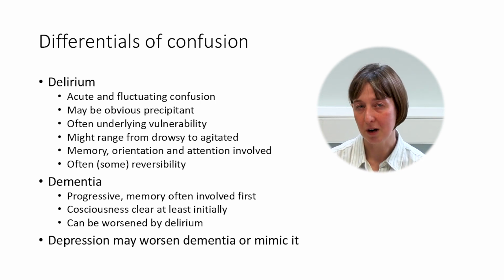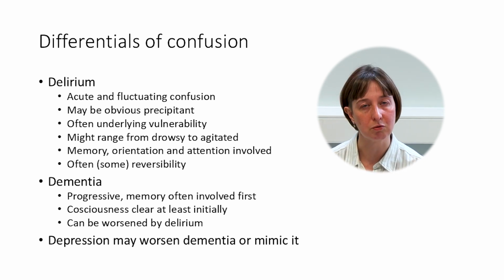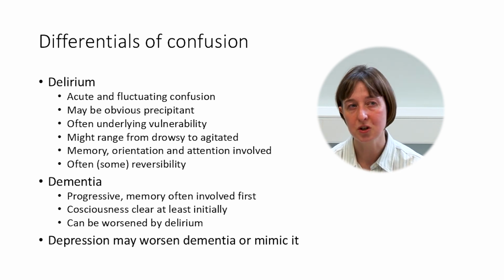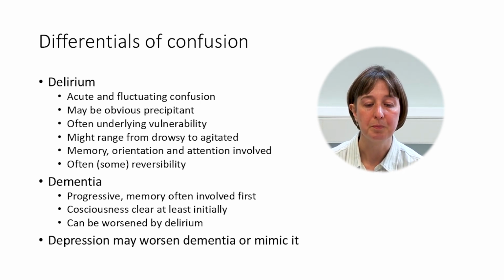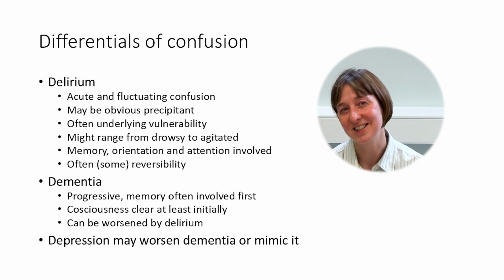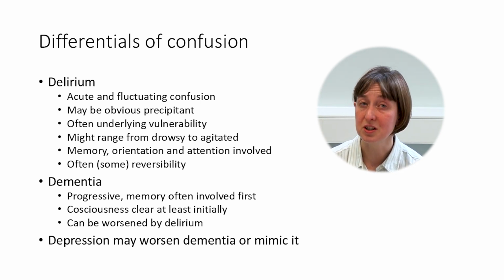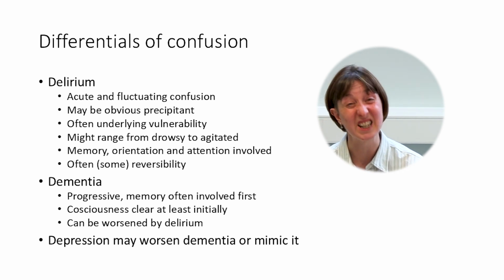People can be hypoactive, so quite drowsy and difficult to rouse, or they can be hyperactive, that's hyperactive delirium, quite agitated, maybe pacing around the ward trying to escape. Memory, orientation and attention are involved. So these people clearly can't focus on anything. If you ask them a question, they'll drift off. And then there's usually some reversibility if you treat any underlying precipitating cause, which we generally think of as infection.